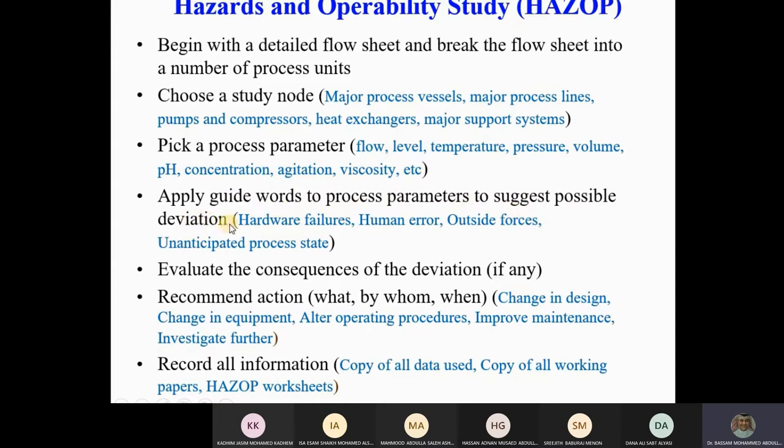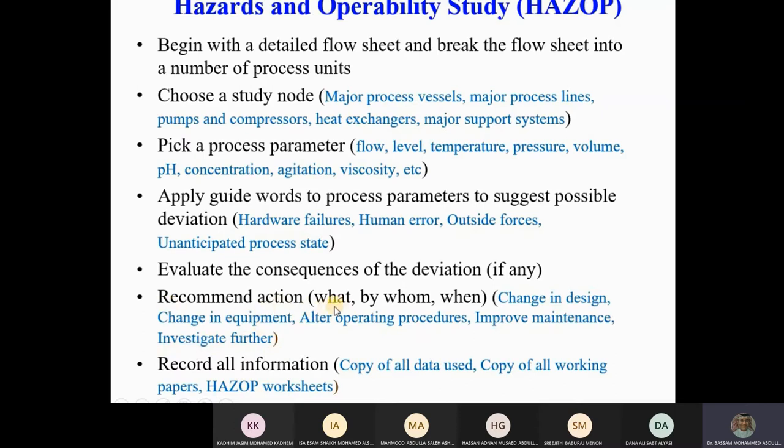So I have a deviation. When you have a deviation, there are consequences, okay? Blowing off or overflow or whatever could happen there, right? There is a consequence. And then you're going to recommend action. You're going to recommend action like, we need to change the design, not the usual case. We need to change the equipment, not the usual case. We need to change the operating procedures, that is usual. We need to improve our maintenance, that is usual as well. And we need to investigate more and see what we need to do.